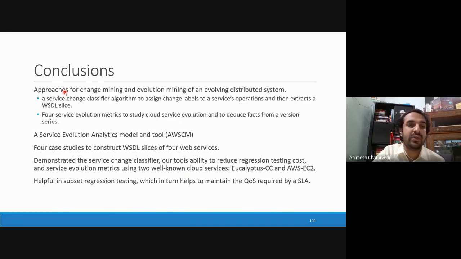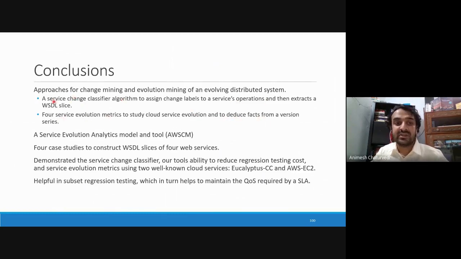Then what is the conclusion from this approach? It is basically defining change mining and evolution mining for the evolving distributed system. What are the two different approaches that we said? A service change classifier algorithm we defined to help you do the analysis based upon some change levels. And the second one is the four metrics that we generated, based upon some parameters of WSDL, lines of code, and parameters inside the input output things in the messages in the WSDL and web services. So this would help you deduce some facts about the different versions.